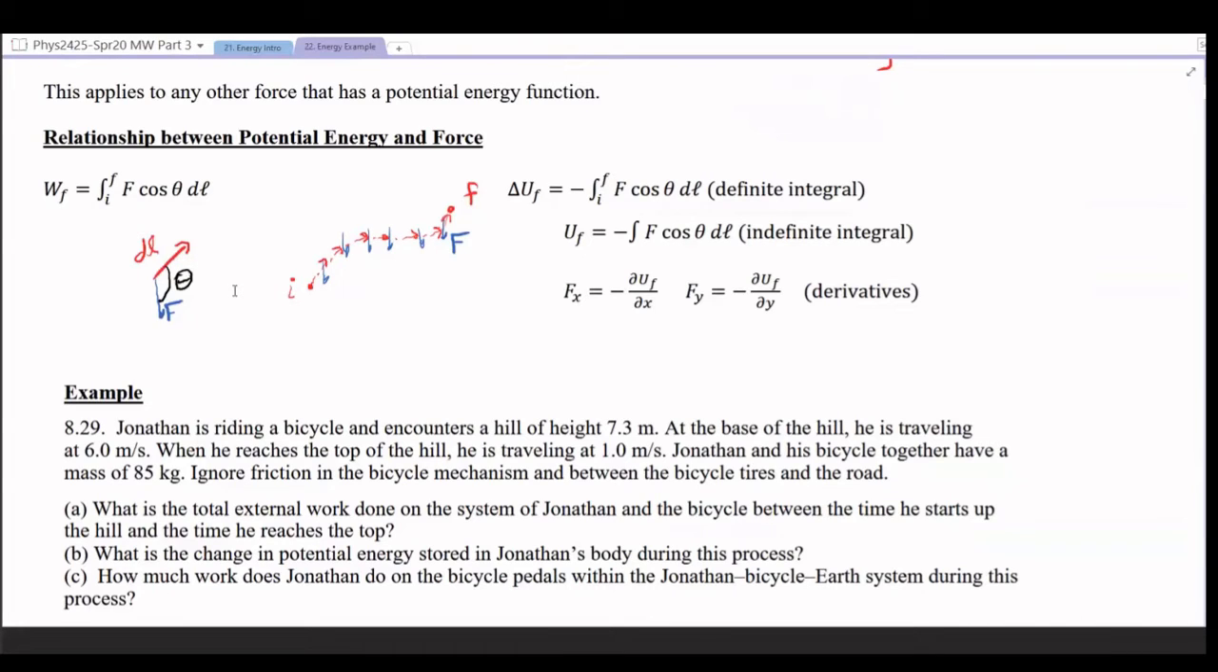So while your object is moving under the influence of a force, if theta is less than 90 degrees, that means that the work contribution called dW is positive. And if theta is greater than 90 degrees, that means that the work contribution called dW is negative.